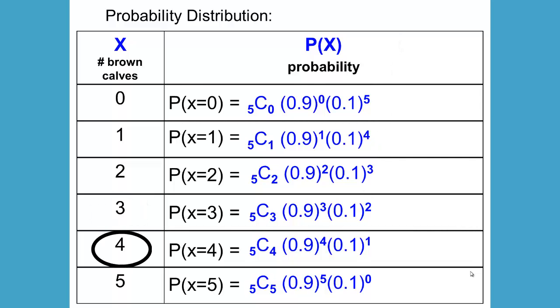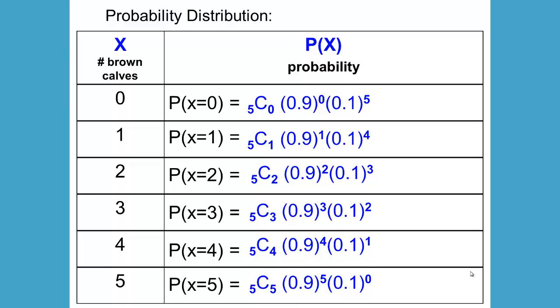Now the probability of x equaling 4. 5 choose 4, 0.9 to the fourth times 0.1 to the first. 4 brown calves plus 1 that's not brown gives us the total of 5. And for the probability of x equaling 5, we have 5 choose 5 times 0.9 to the fifth, because all 5 of the calves are brown. That means there are no calves that will be not brown, so that would be 0.1 raised to the 0 power.